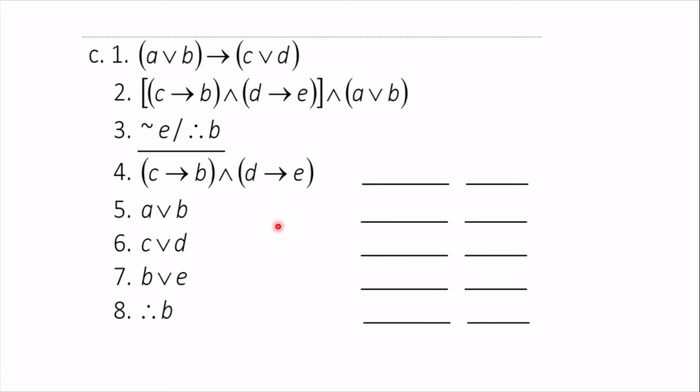Next, letter C. Again, same process lang doon sa dalawang naunang example natin. So take a look further doon sa mga relationship ng mga premises and arrive at a conclusion na applicable yung isang rule of inference.